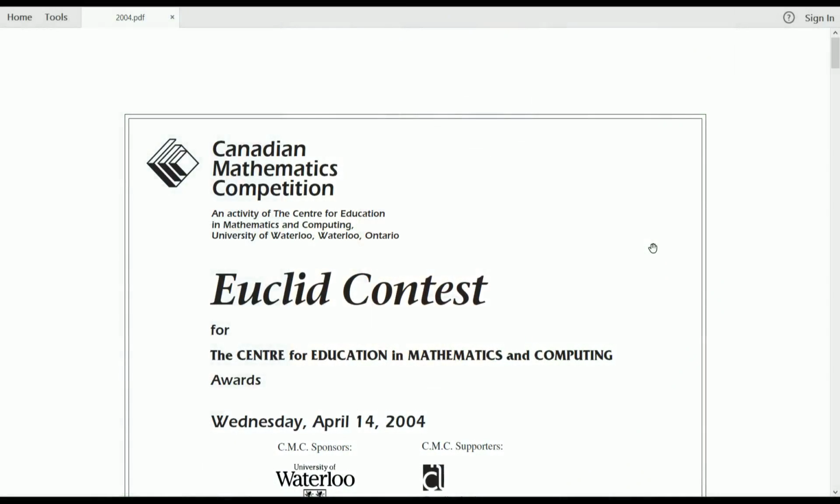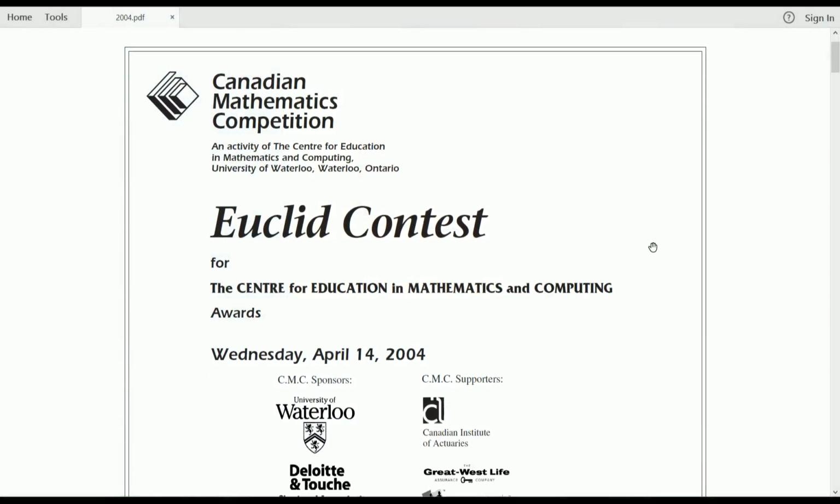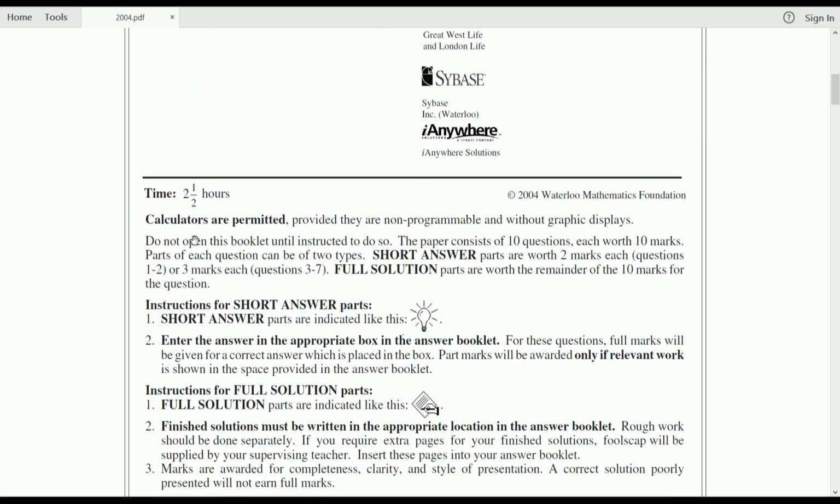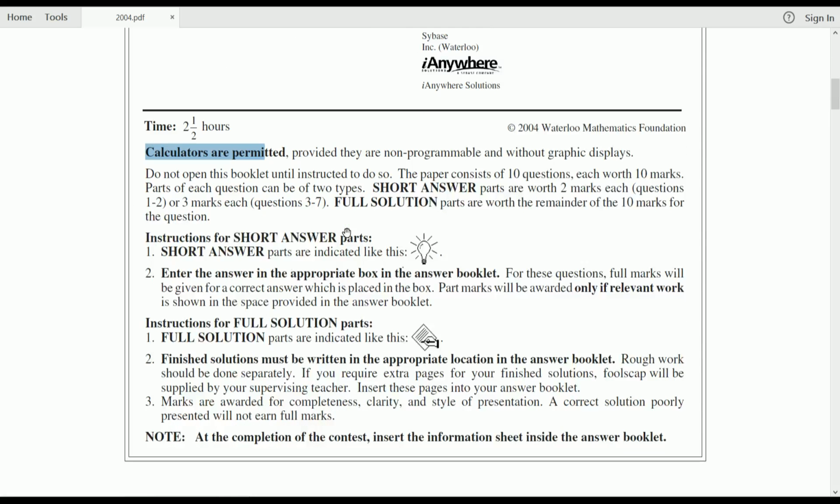So the 2004 Euclid, and we're just going to skim through. You should always read through the contest. That's what you should be doing before you actually open the booklet and do it. In the time before the contest starts, read through, make sure you understand how much time you have. Calculators, are they allowed? What's the deal with that? And for the Euclid competitions, just be aware, there are some short answer questions where you just need the final answer, and that's all.